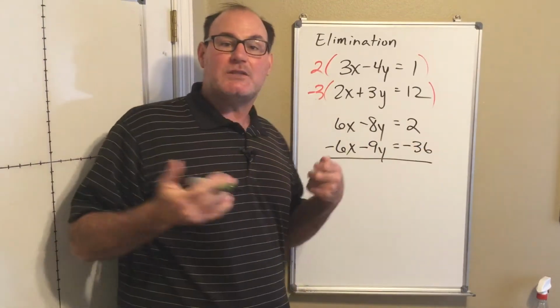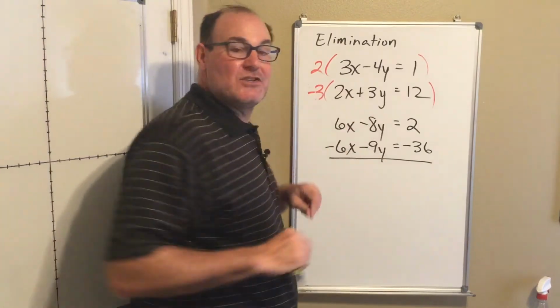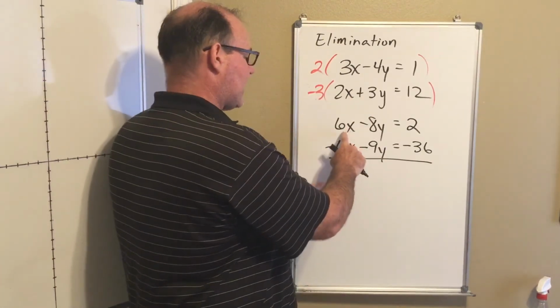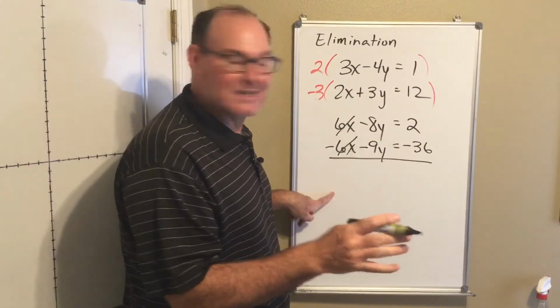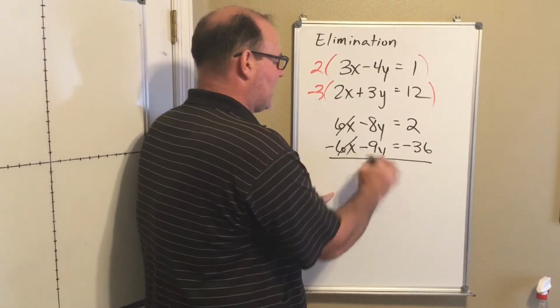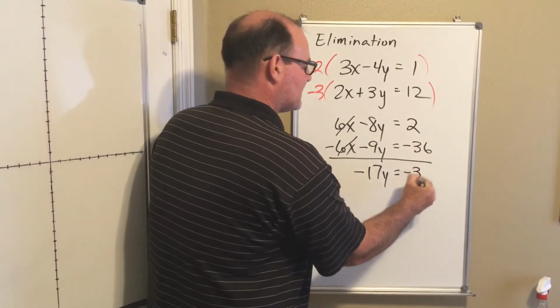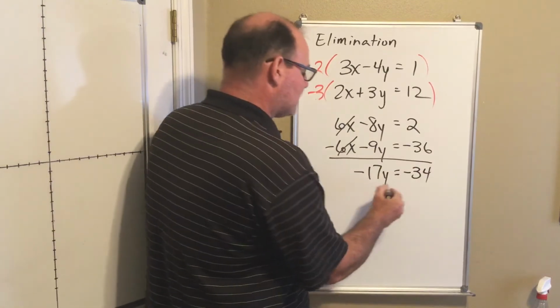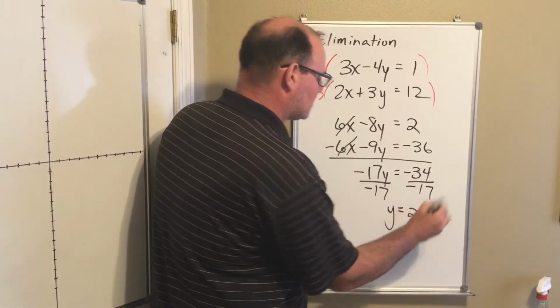And now here is the whole purpose of the elimination process. When I now add these two equations together, 6x and negative 6x, those cancel. Great, no more x's. Negative 8y and negative 9y is negative 17y. 2 and negative 36 is negative 34. And when I divide both sides by negative 17, I get that the y value is 2.